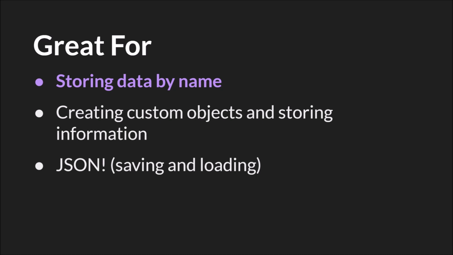As you might have guessed, maps are great for storing data by name. This allows you to create what you can think of as custom objects and store information about those objects. They're also one of the two data structures used with JSONs and other types of custom data structures. So let's switch over to GameMaker Studio 2 and see this in action.